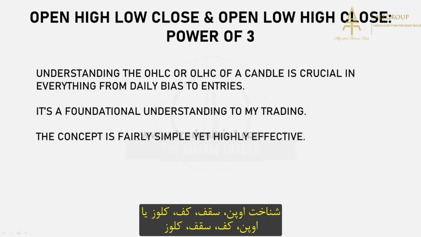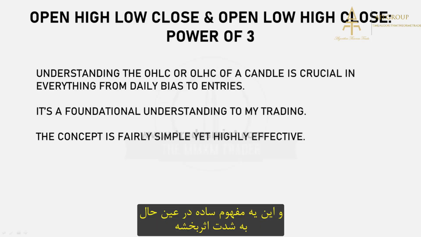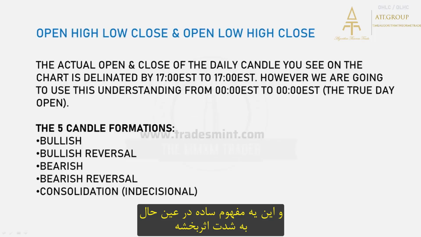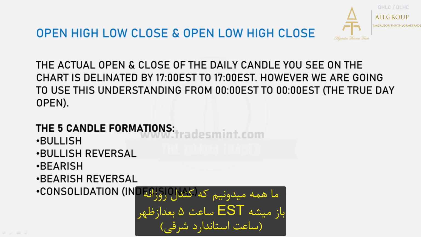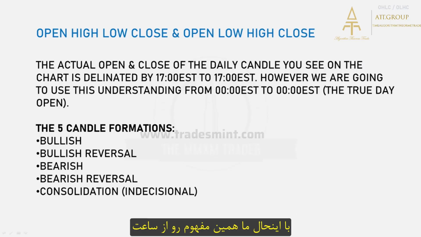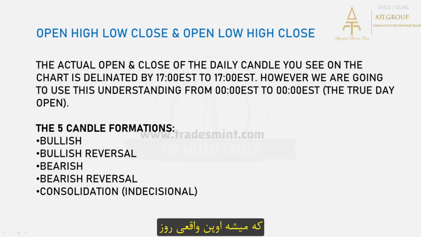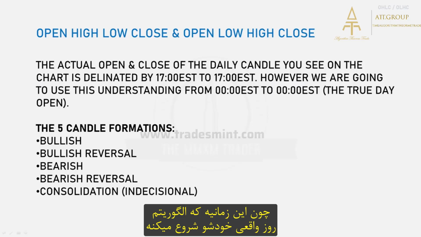Understanding the open high low close or the open low high close of a candle is crucial in everything from daily bias to entries. It's a foundational understanding to my trading, and the concept is fairly simple yet highly effective. We all know the daily candle opens up at 5 p.m. EST and closes at 5 p.m. EST. However, we are going to use this understanding from 12 a.m. EST to 12 a.m. EST, which is the true day open. And we call it true day open because this is where the algorithm starts its true day, right?